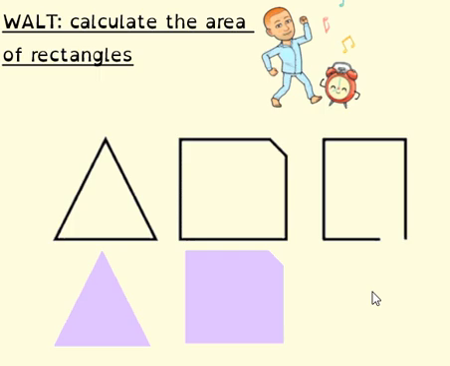If I think about my definition I've just given you, the space inside a closed flat 2D shape. Because this isn't a closed shape, there's a gap here. We talked about closed shapes on Friday. Because there is a gap here, that means that I cannot find the area of this shape.